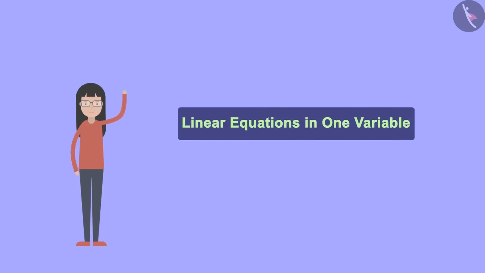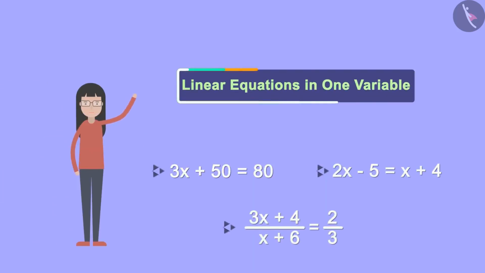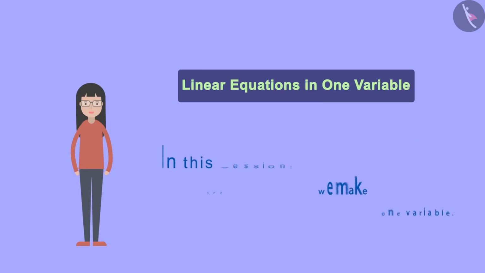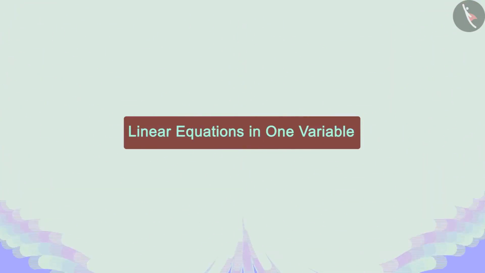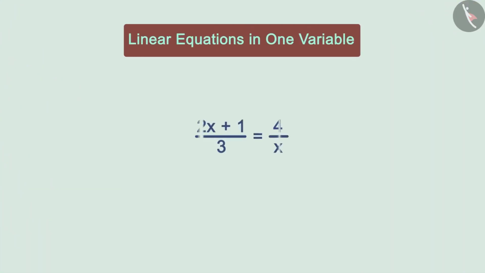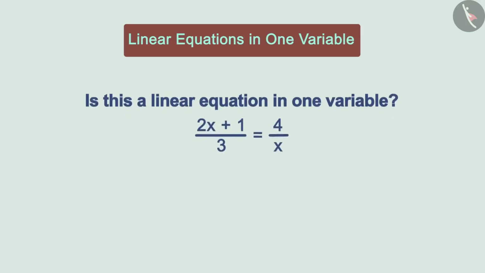In the previous sessions, we learned how to solve various linear equations in one variable. Friends, in this session, we will see some common mistakes related to this concept which can easily lead to confusions. Look at this equation. Can you tell me if it is a linear equation in one variable?